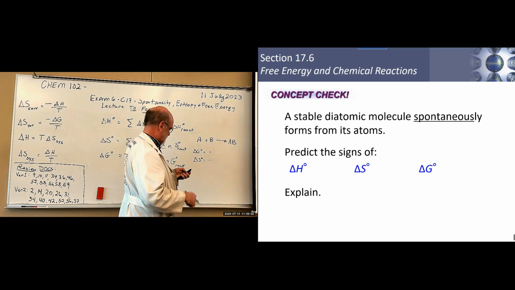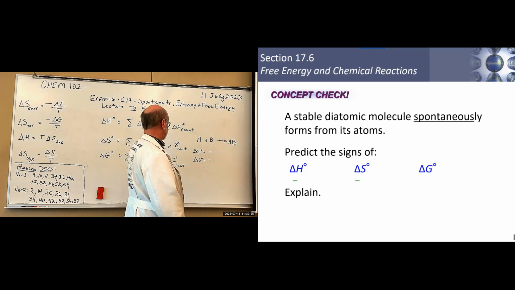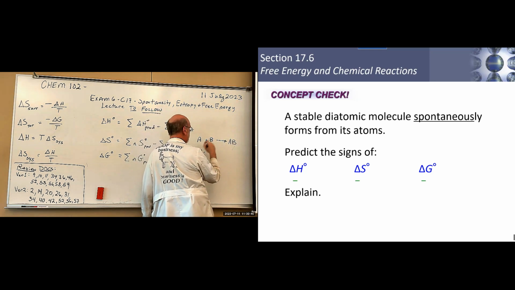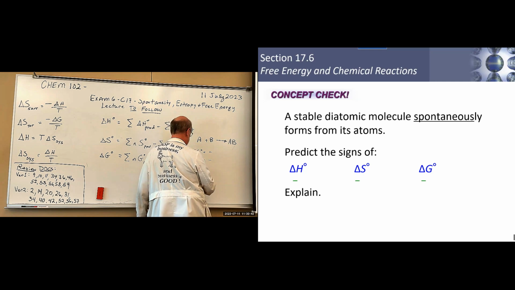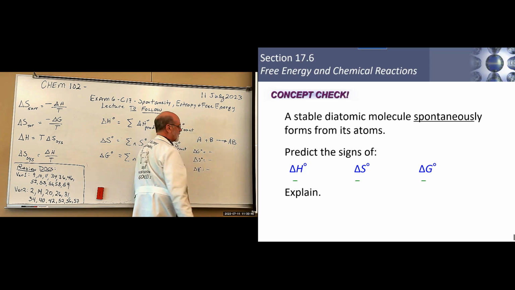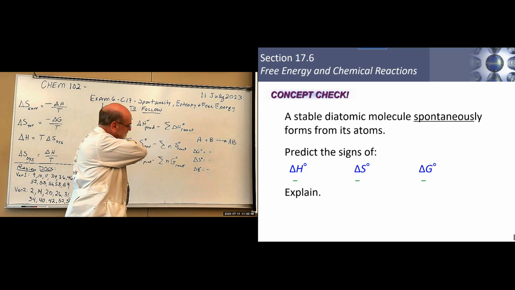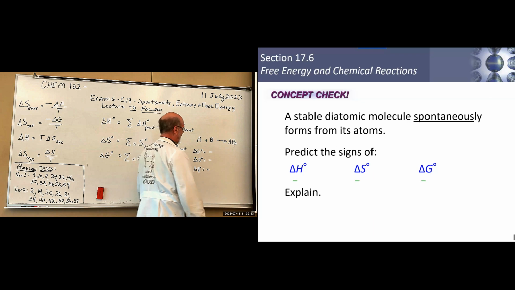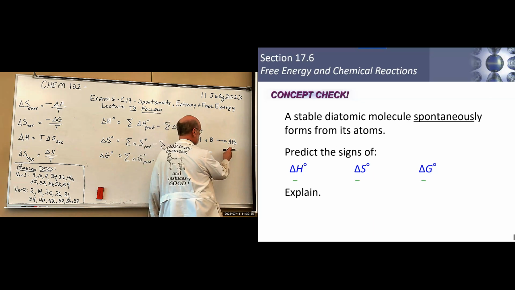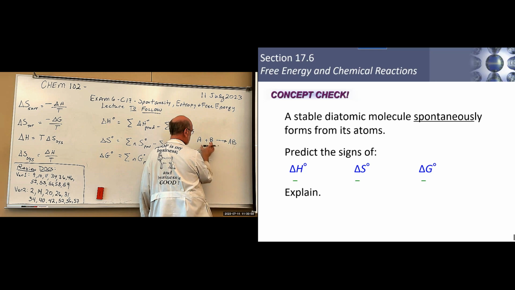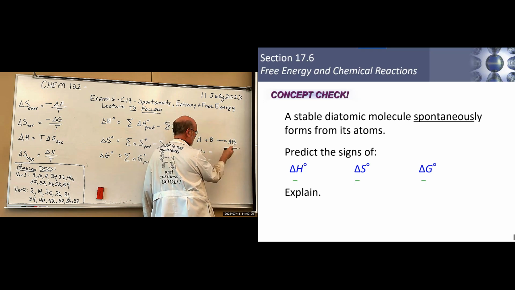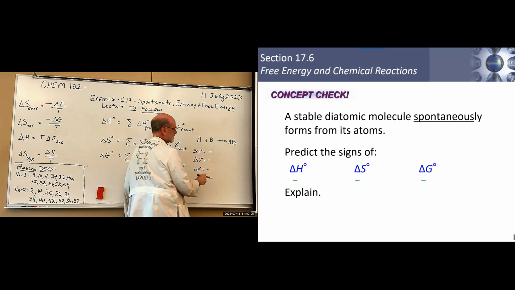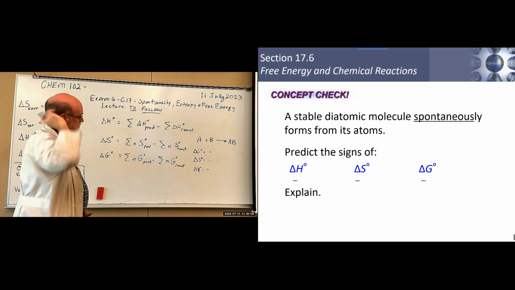And then how about delta H? If you're going from these and you're forming a bond, that usually means delta H is exothermic. Because it takes energy to break that bond. It's more stable than these separate. So you would have to add energy to that to break the bond, and that means energy is on this side, which means exothermic.